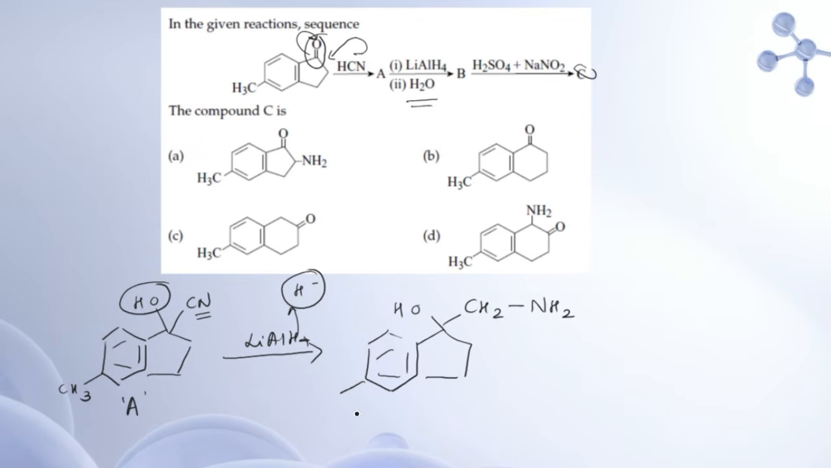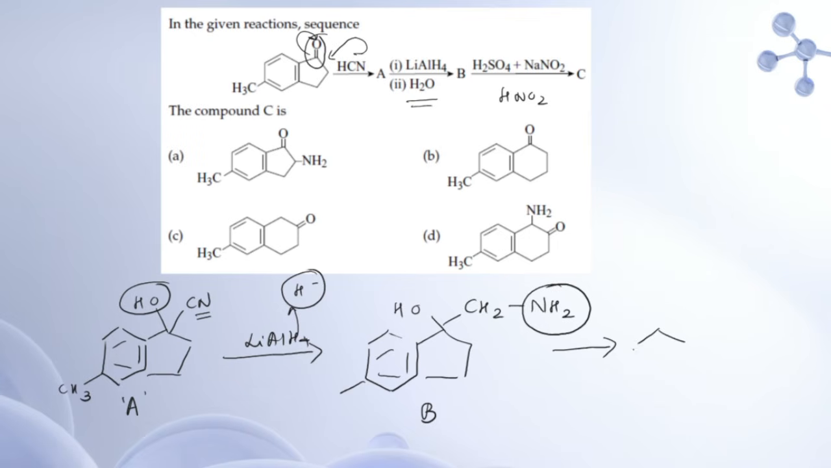And this methyl will remain as it is. So what is this? Product B. Now, the last step here is a diazotization. Diazotization because NaNO2 with H2SO4 will give us HNO2, so it will convert this NH2 to diazonium salt.